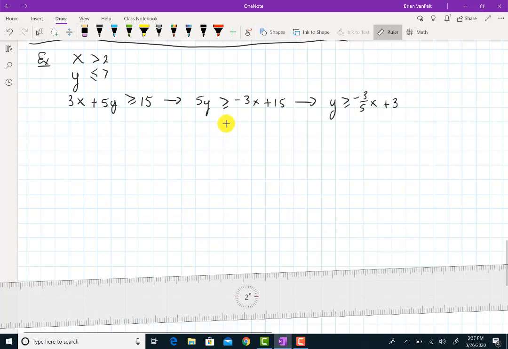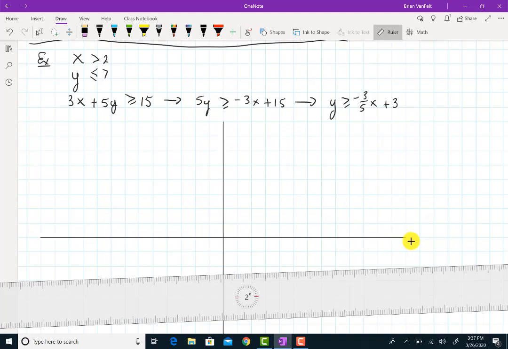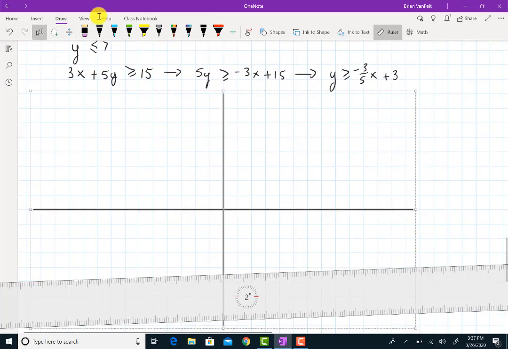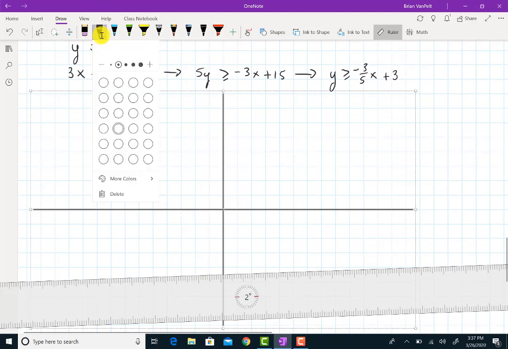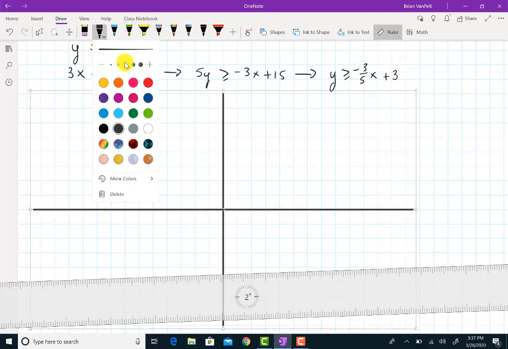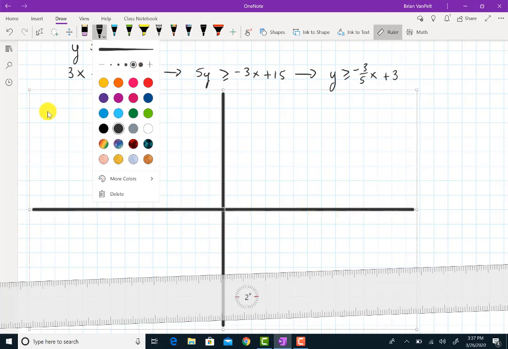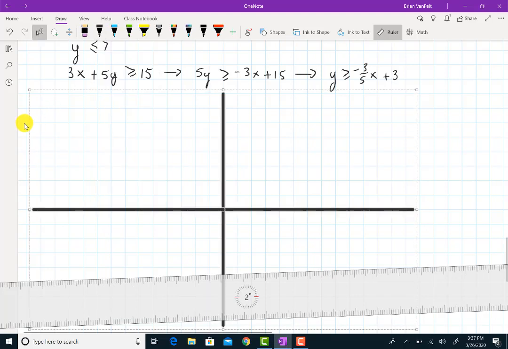So let's go ahead and start graphing this. And let me make it fatter. Did we do that one? Probably one more, just to be on the safe side. Yep. And then I can click out here.